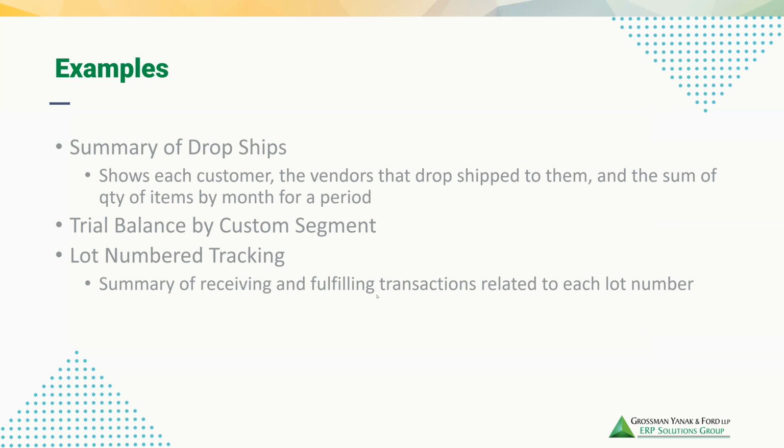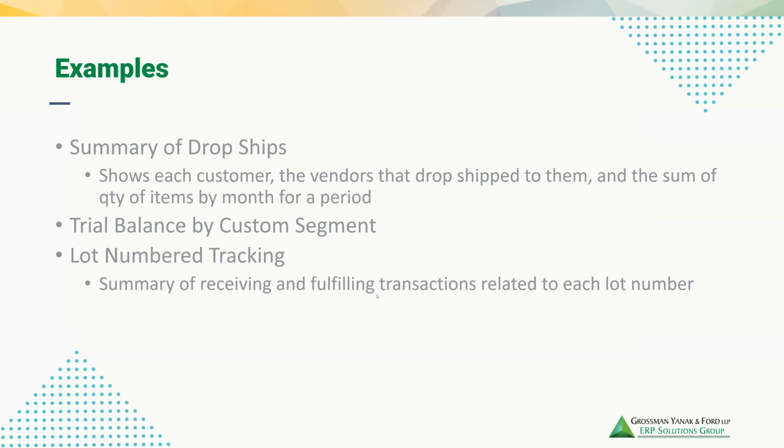So it was a pivot table that showed each customer, the vendors that had dropshipped to them, and then the quantity of items that had been sent by vendor month over month for a period of time. So again, that's useful. If you try to do that in a saved search, that's going to get really out of hand really quickly. You can easily do that in SuiteAnalytics in a pivot table and see that kind of month over month displayed and conglomerated in a nice way.